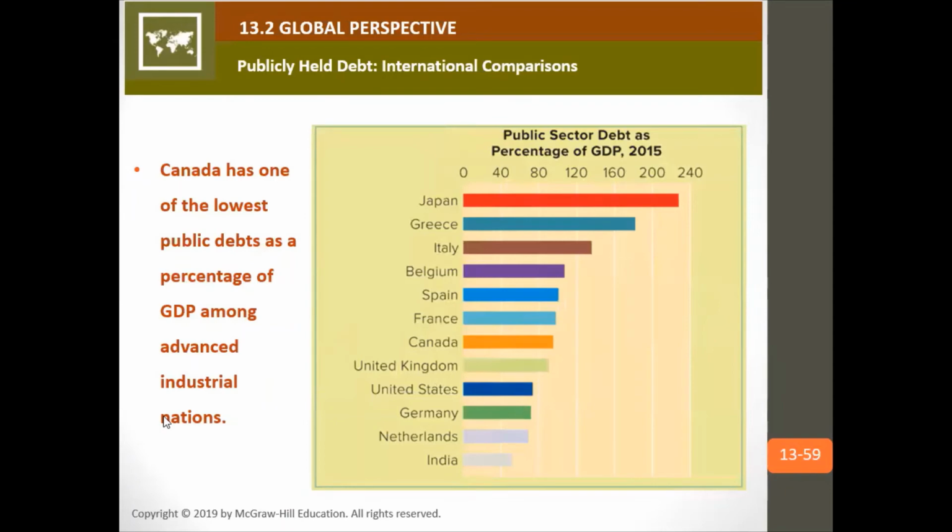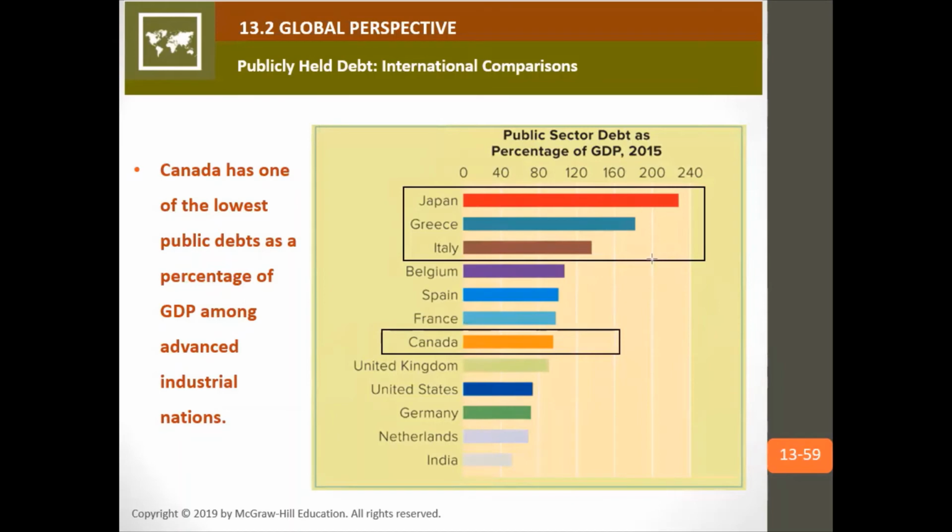So Canada has one of the lowest public debts as a percentage of GDP. It's pretty low. However, countries like Japan, Greece, and Italy have some issues with that. But Canada is pretty healthy in that area.